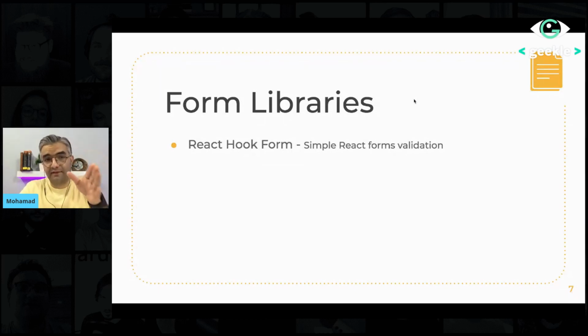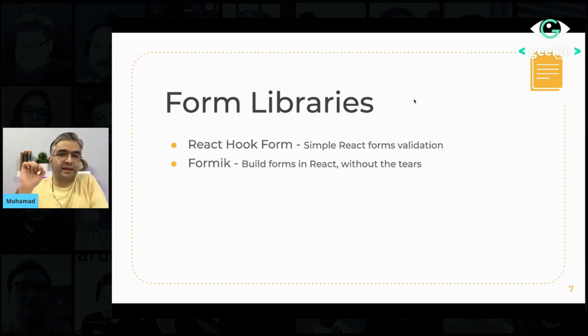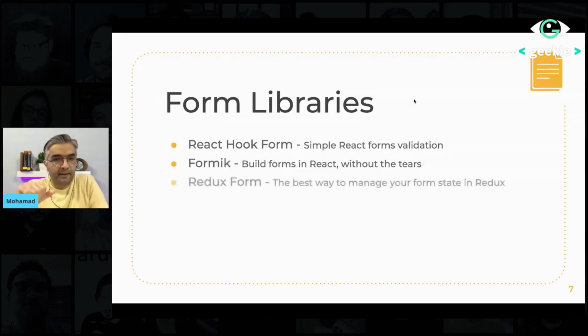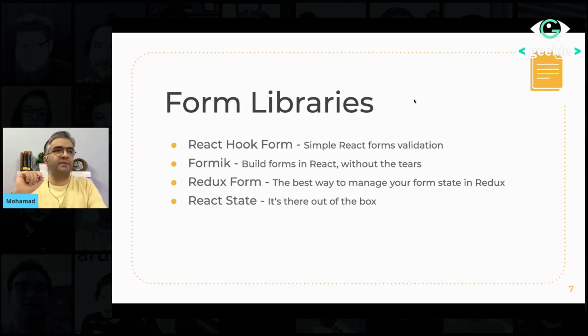So we can take advantage of form libraries like React Hook Form, with the slogan "Simple React forms validation"; Formik, with the slogan "Build forms in React without the tears"; and Redux Form, "The best way to manage your form state in Redux". And React state. React state is not a third-party library, but I want to compare using normal React state and then replacing it with one of these form libraries to see how it's going to improve our performance, and not only performance, but also help us develop applications faster and remove all of those boilerplates out there.